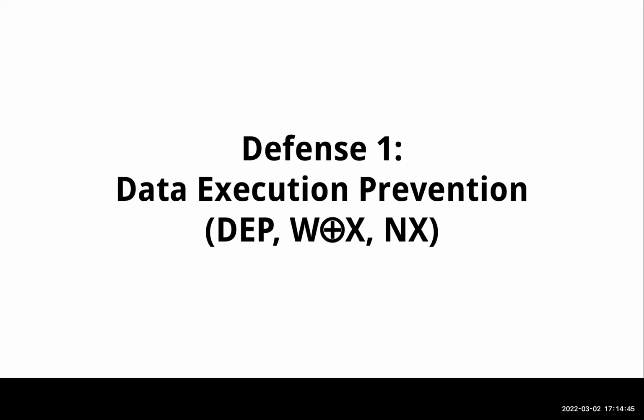Okay, so this is a defense called data execution prevention, DEP. On different architectures, you have different names. This is currently already supported by all the CPUs. That's why I mentioned different architectures. Different names: DEP, WX, or NX. Well, this means a memory region is either writable or executable.